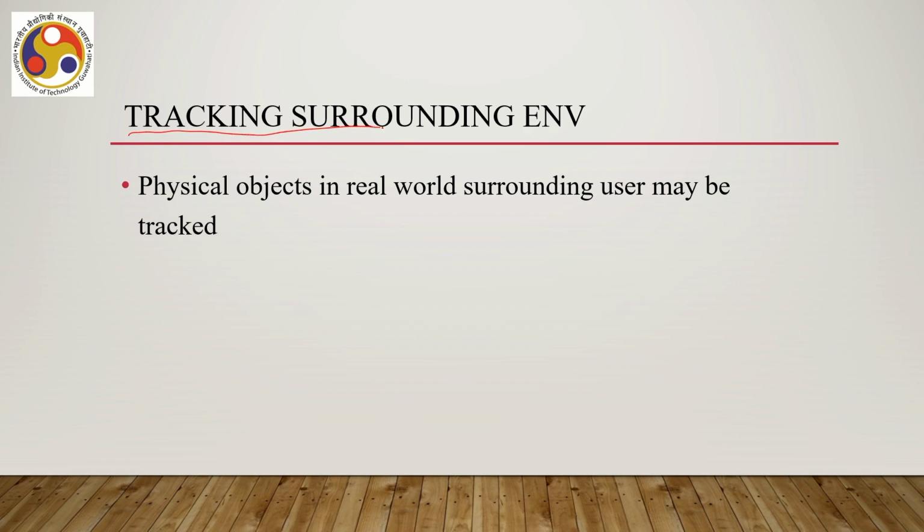That is about tracking other body parts. The third category is tracking the surrounding environment. Physical objects in the real world surrounding the user may be tracked. Why is that important in VR? We have already discussed that earlier while talking about VR systems. And we all know that it is very important in AR, because if an object is being moved, then it needs to be properly tracked in our real world view, so that the digital content can be appropriately registered in 3D.